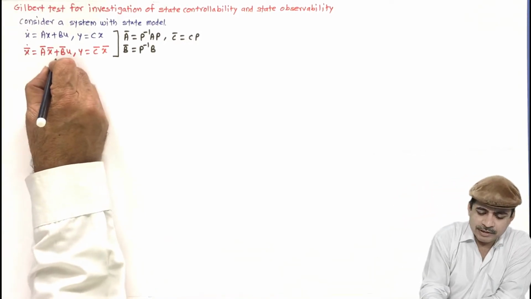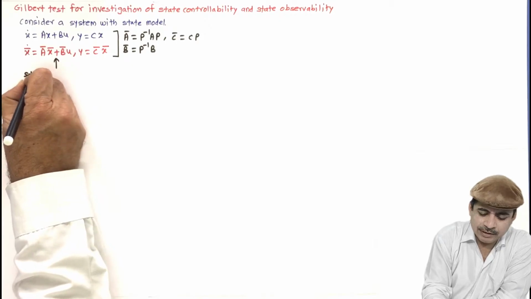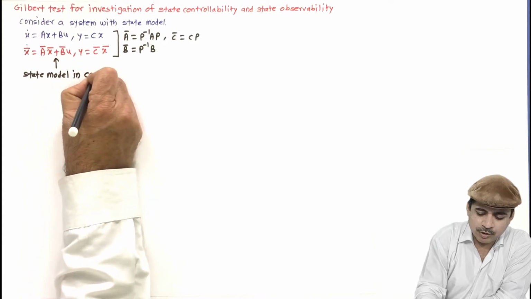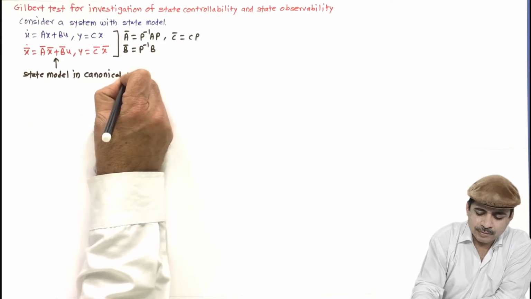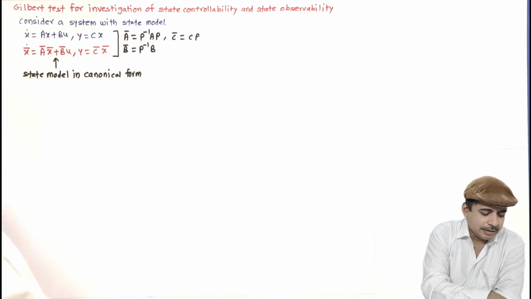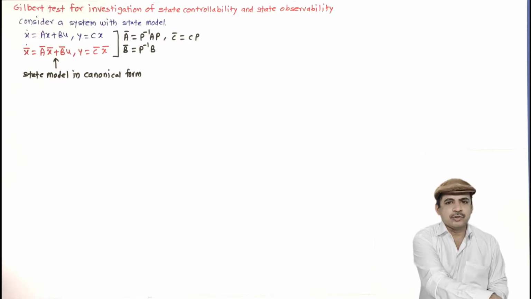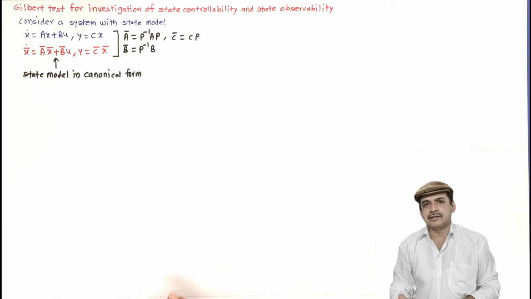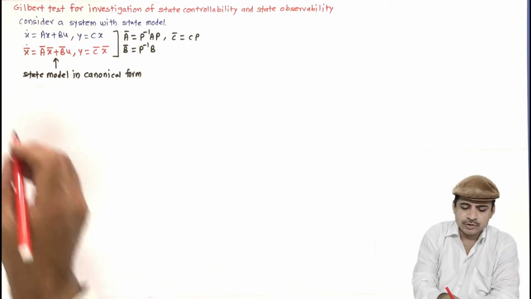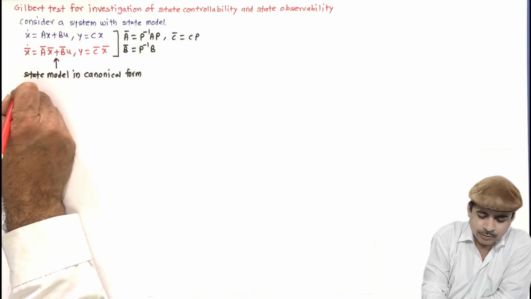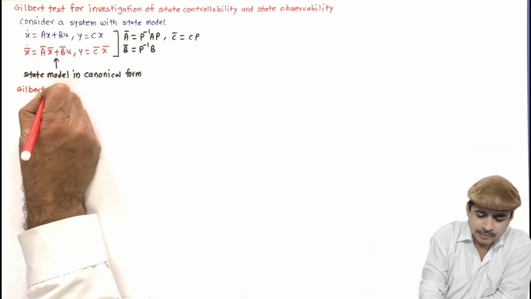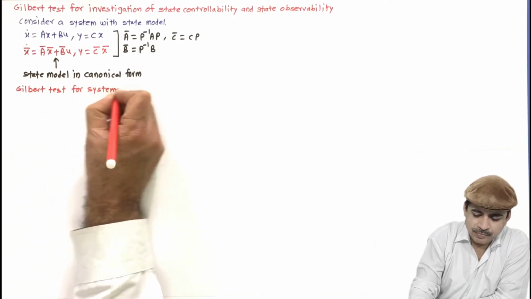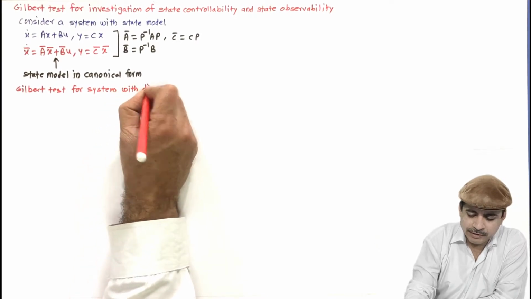So this model is the state model in canonical form. Let us write down that model. There will be two cases. One will be where the system has distinct eigenvalues. So let us start with the Gilbert test for a system with distinct eigenvalues.